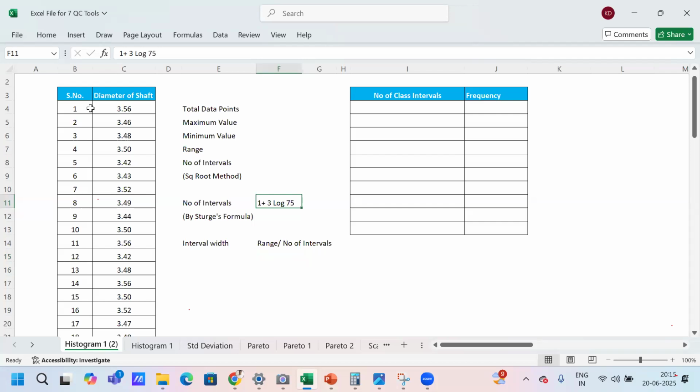Okay. Now suppose I told Akash to check the diameter of the shaft and check the diameter of 75 parts. Always remember, for drawing a histogram, ideally you should check at least 30 parts. So not less than that.